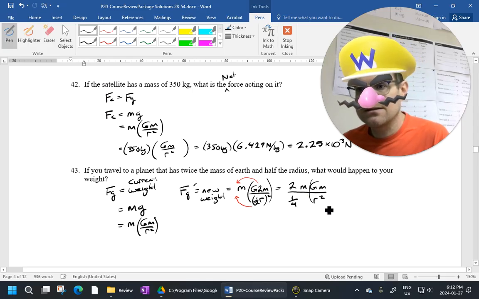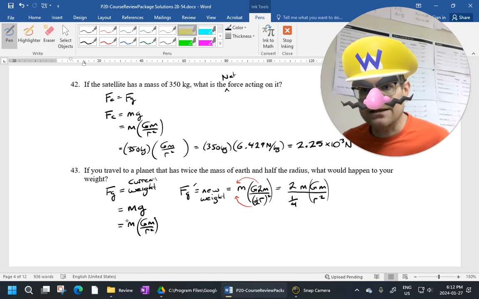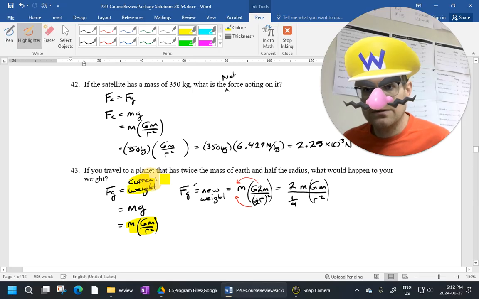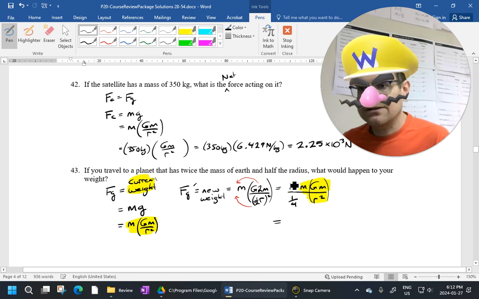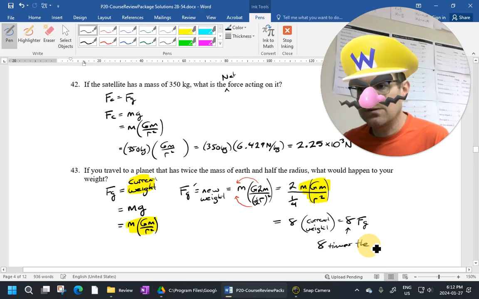So you can see that here, that was my current weight. So I can take this 2 divided by a quarter and get 8. And then this is my current weight, which means 8 times the weight. Sorry about that spelling there. 8 times.